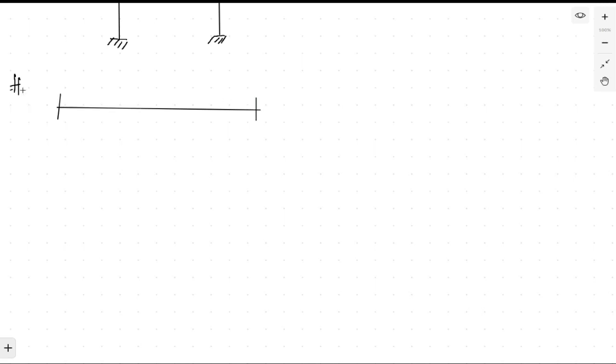Let's say that the condition is like this. This is a fixed support. Now what exactly is happening? Due to a certain loading condition, this support settles down to this place.